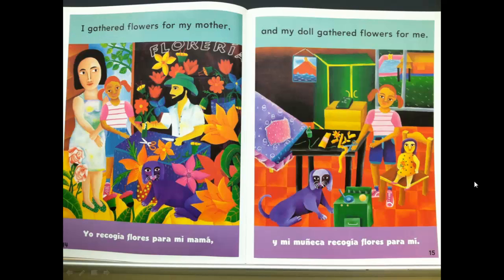All right, then we could move on. And here, the younger girl, she gathered flowers at a florist, and that's a person who grows flowers for a living and makes them look very pretty at weddings and stuff like that. And then the girl received paper flowers from her doll. All right, let's keep going.